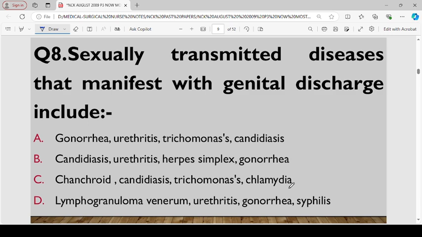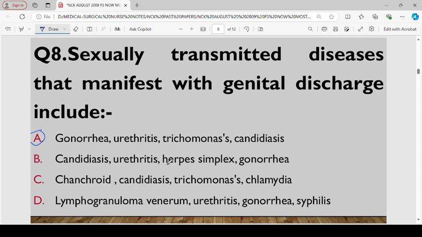Number 8, sexually transmitted diseases that manifest with genital discharge include. Alright guys, we have those diseases that present with discharge: gonorrhea, urethritis, trichomonas, candidiasis. Almost all of them present with discharges, right? What about option B? Candidiasis, correct. Urethritis, it's okay. Gonorrhea, it's okay.